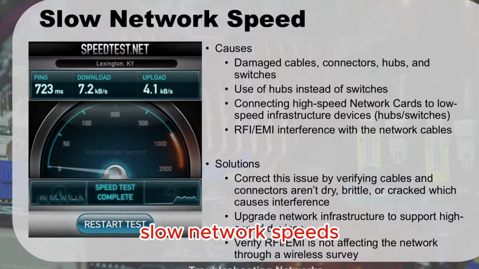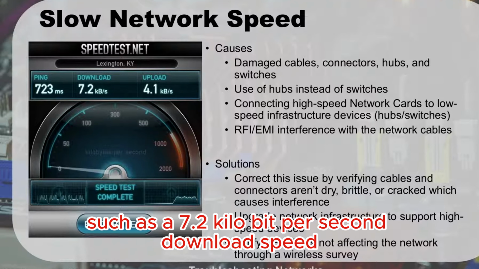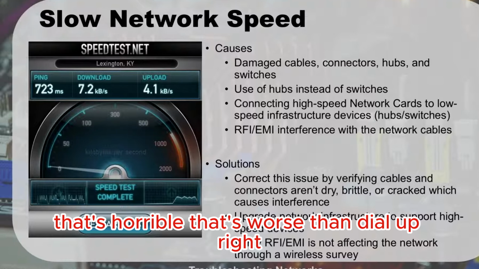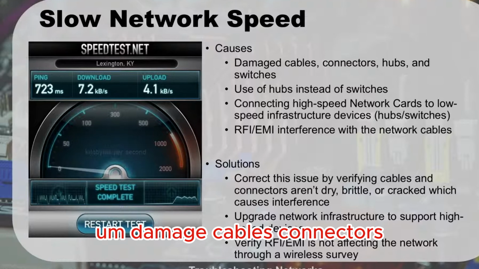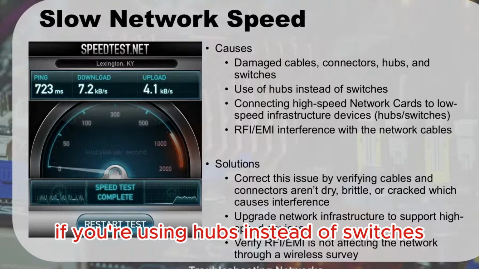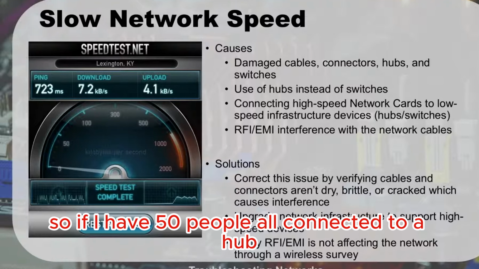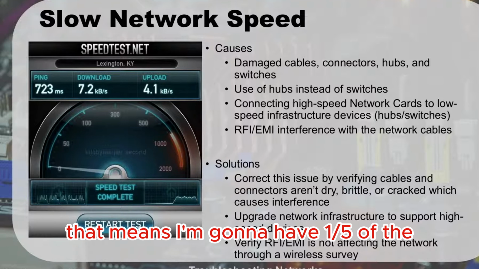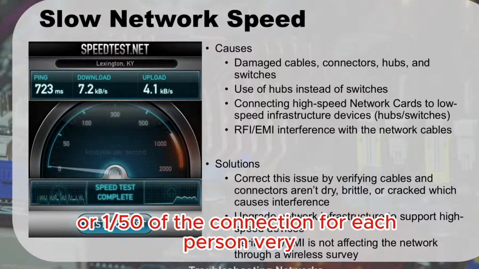Slow network speeds. So what are some causes of getting slow network speeds? Such as a 7.2 kilobit per second download speed. That's horrible. That's worse than dial-up, right? Damaged cables, connectors, hubs, and switches can cause problems for you. If you're using hubs instead of switches, it's going to decrease your connections. So if I have 50 people all connected to a hub, that means I'm going to have 1/50th of the connection for each person.